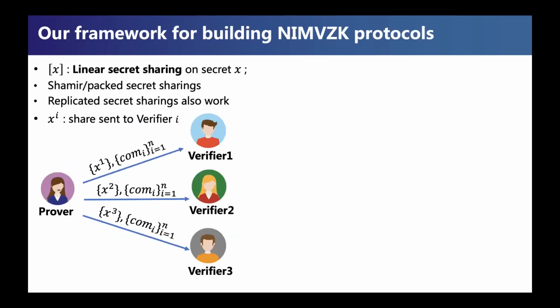Now we outline our framework for building NIMVZK protocols. We adopt linear secret sharing schemes such as Shamir or packed secret sharing. Additively replicated secret sharing also works for our framework. For secret X, we use square bracket of X to denote a sharing of X and use Xi to denote the shares sent to verifier I.